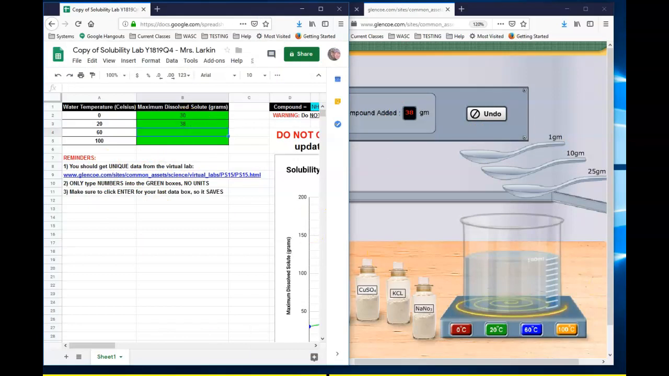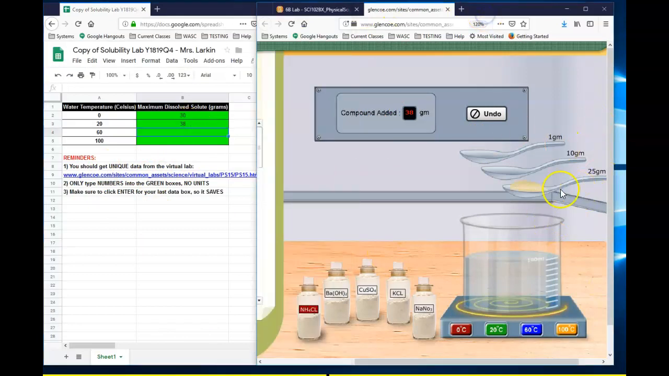You should do 10 grams and then 1 gram, Efren. So you go from biggest to smallest. So start out with 25s. Once you have too much, click undo, then go to 10s. Once you have too much, click undo, then go to 1s. Once you have too much, click undo, and that's your final answer.